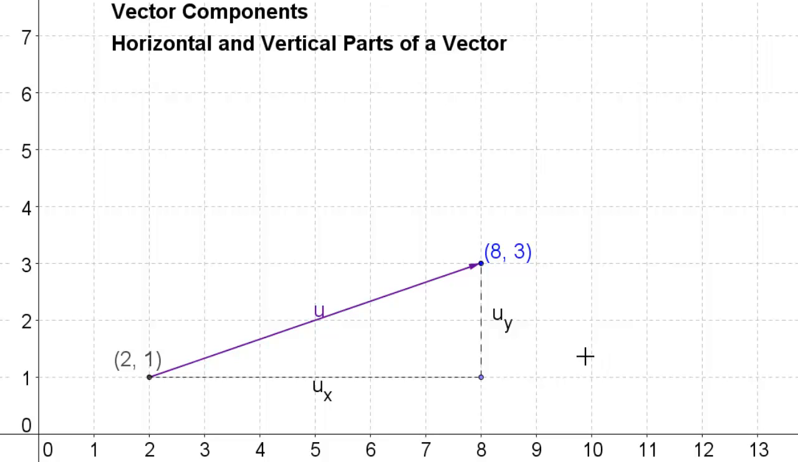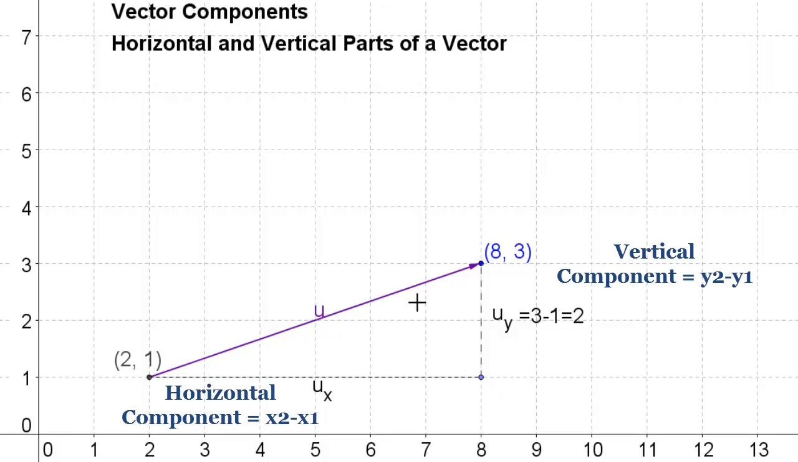then we can find the horizontal and vertical components in two-dimensional space if we find the difference in the y-coordinates and the difference in the x-coordinates. And as it turns out, the difference in the y-coordinates is going to be equal to the vertical part of the vector. So in this case, it'd be y2 minus y1. It'd be 3 minus 1, which is 2. So the vertical component of this vector u is equal to 2.